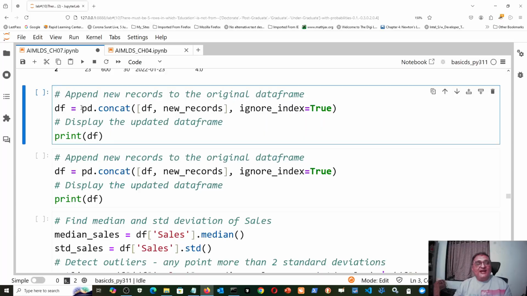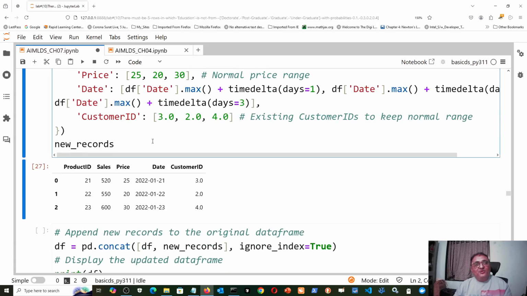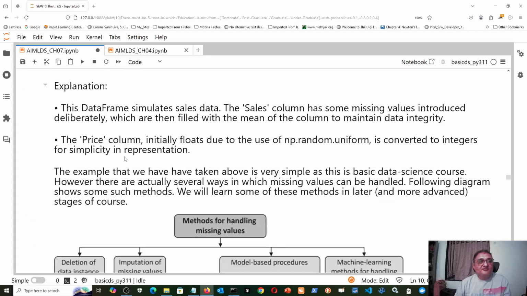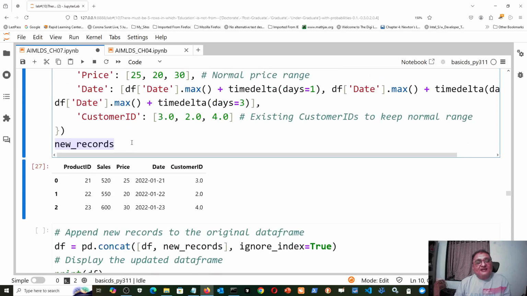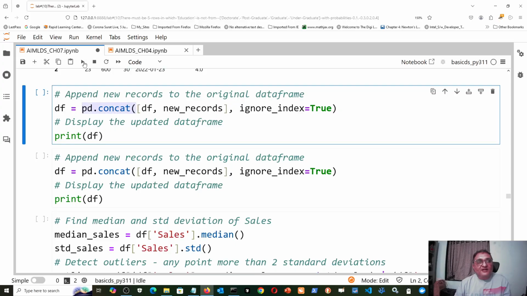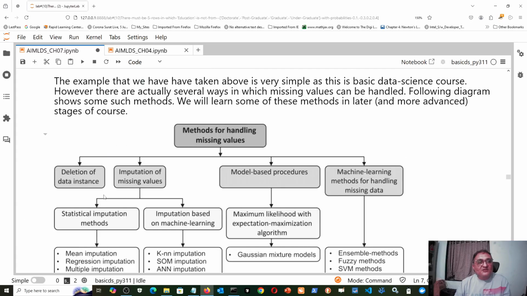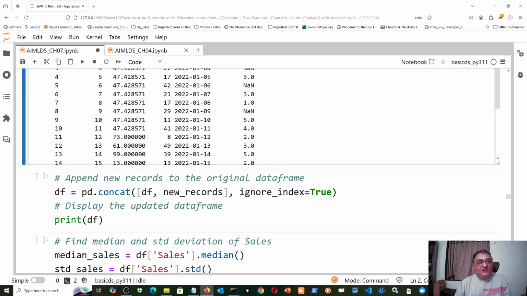So how to add new records? The new records are also in the form of a data frame, so I am doing a kind of vertical stacking of one data frame over another, stacking new records below the original data frame, df. We know that vstack can be used, or pd.concat can be used. This discussion we have already done earlier. I am displaying the updated data frame after concatenation, and compared to the original data frame, which had 19 records, now there are 22 records. So 3 more records have been added.